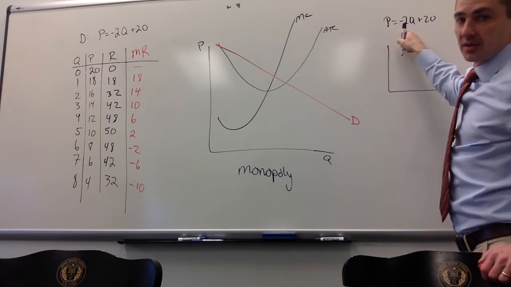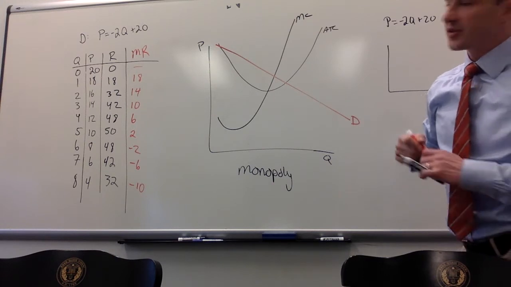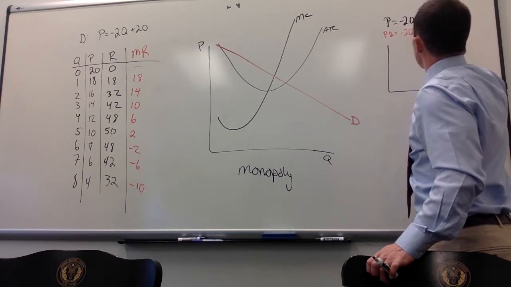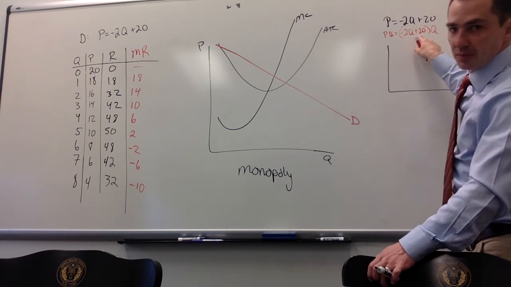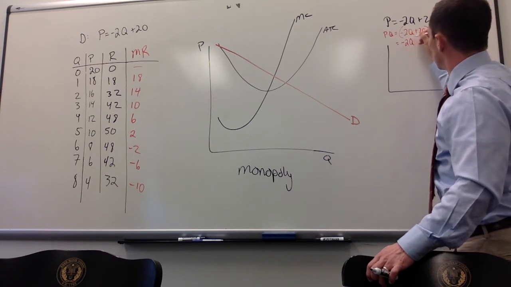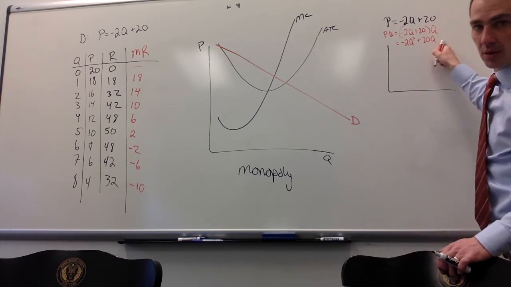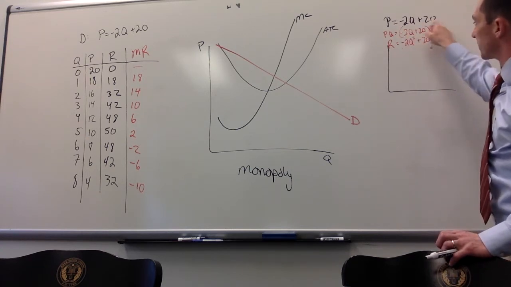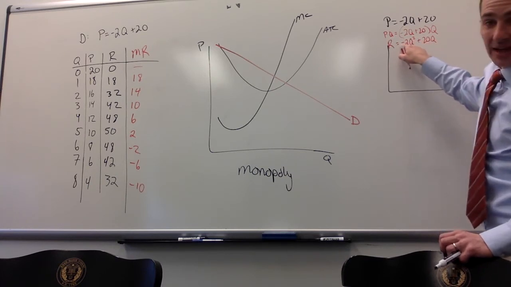Here's price equals negative 2Q plus 20. That's just the demand curve. But remember that revenue is price times quantity. Price, just replacing price with the equation, times Q. I'm going to distribute that in. So revenue is, again, I'm just distributing this Q in because it's price times quantity. Parabola. A negative coefficient.